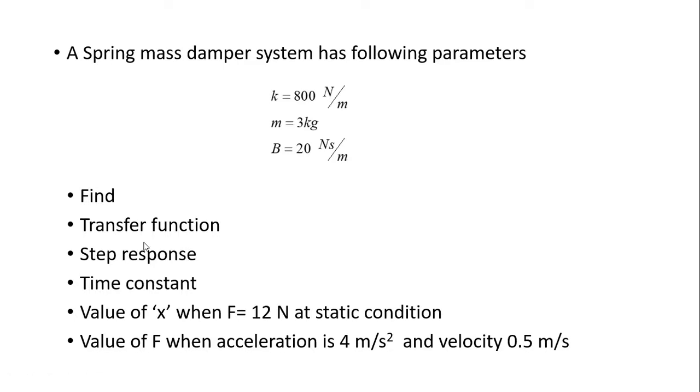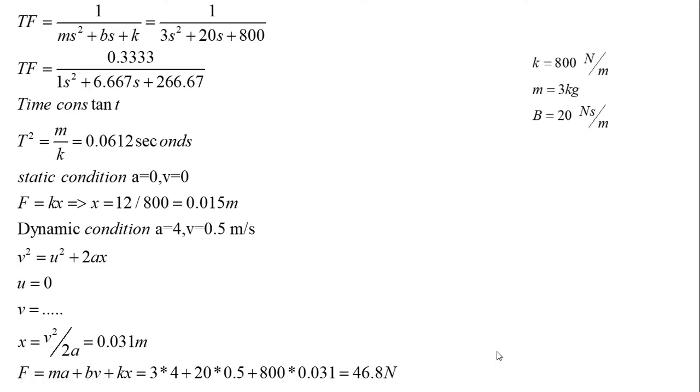Now that was the static condition. At the dynamic condition, we now have to solve for the force. What is the last point? Here in the last point, acceleration is 4 and velocity is equal to 0.5 meters per second, and we have to find out the force.